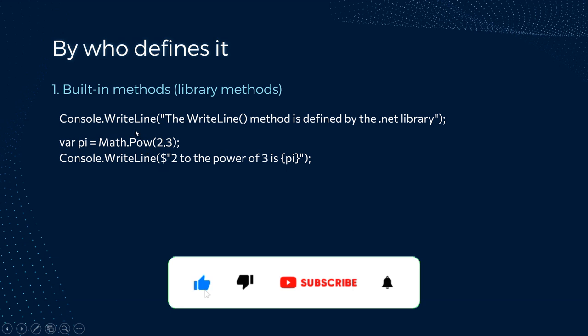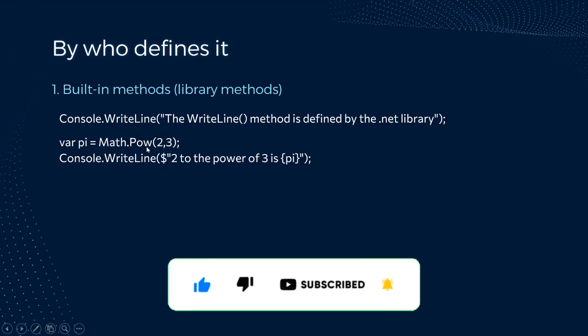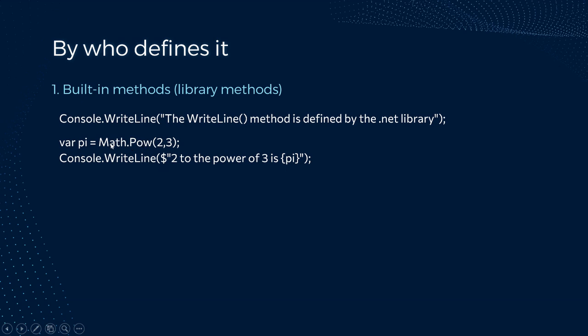Here this Pow is an inbuilt method, or you can say a built-in method, which is defined in the Math class, and it is provided by the .NET library. So these are all built-in methods where we are not involved in creating these methods. The system has already given them to you. And the second category is user defined methods, where we as a user create methods.